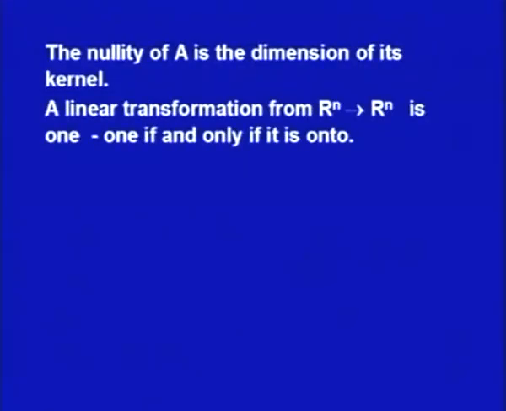A linear transformation from Rn to Rn is 1 to 1 if and only if it is onto. This is the result which we have obtained earlier. Only thing is we have written it for the matrix.